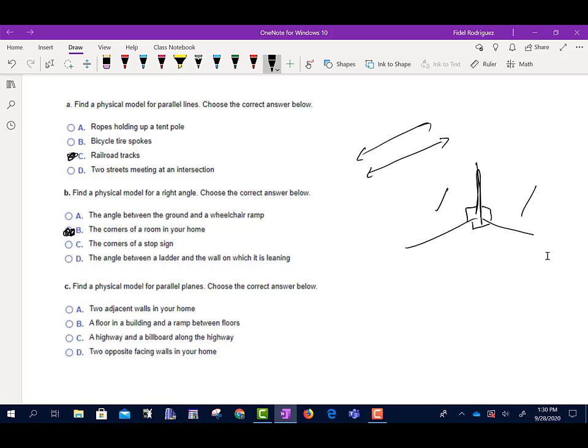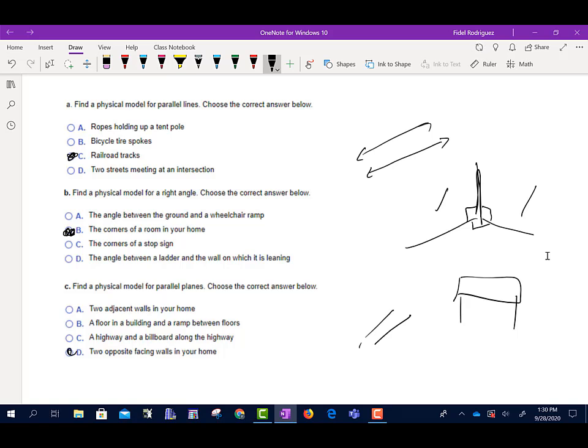No, that's not going to be parallel because they're going to intersect. A highway and a billboard along the highway. So here's my highway, right? And here is my billboard. And no, those wouldn't be. Those would be, because those would actually be.